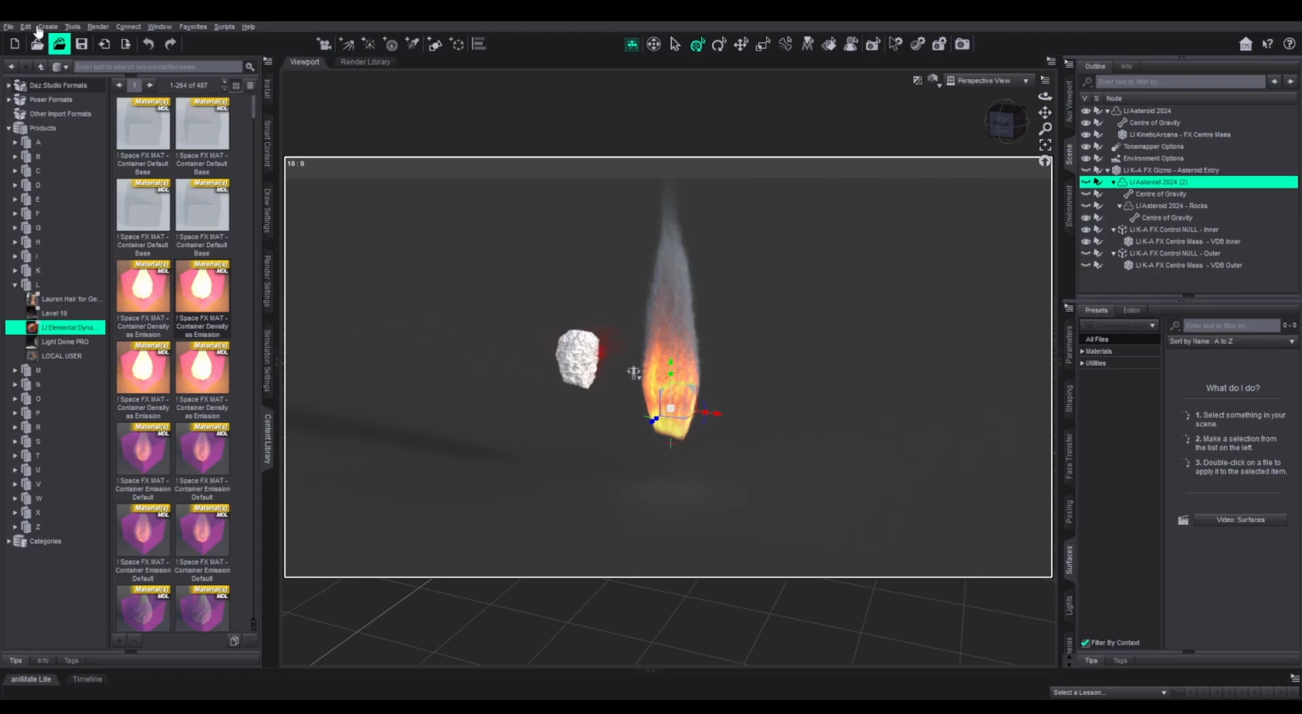So let's see if we can get this to crash. Oh, there it goes, I think. Yep, there it is. It crashed. Told you. Told you. Told you. So there it is. I don't know.